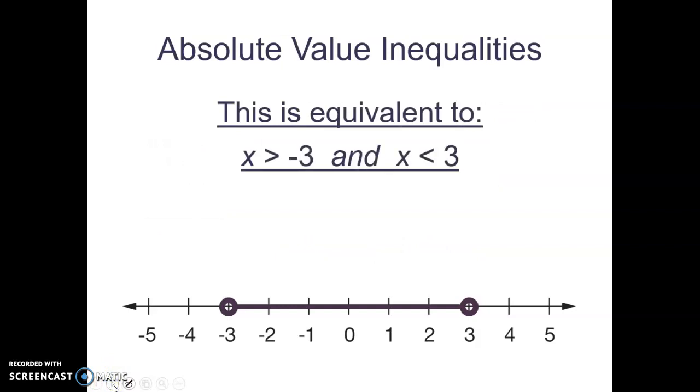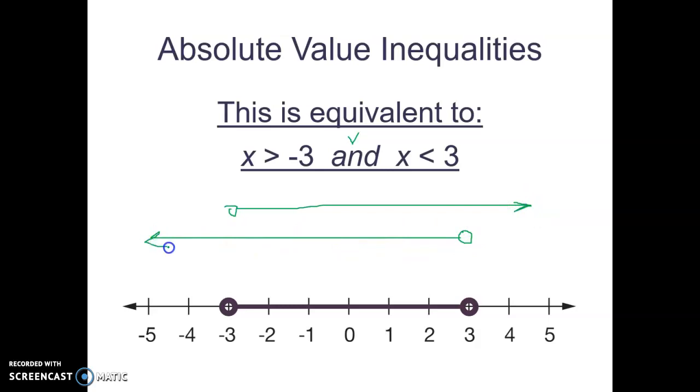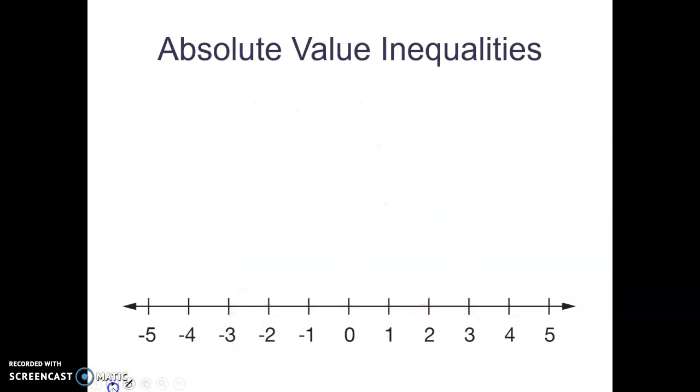This is equivalent to saying that x is greater than -3 and x is less than 3. Going back to our conjunctions here. If we were to graph these two separately, we would have x is greater than -3 going this way, and x is less than 3 going this way. And our conjunction wants to know what values work for both one inequality and the other. And then there is our conjunction here. X is greater than -3 and less than 3.